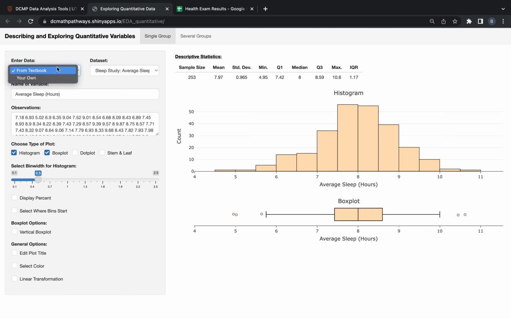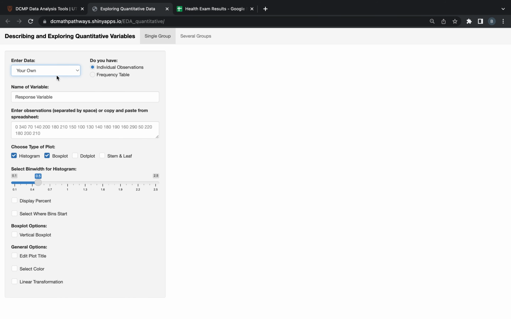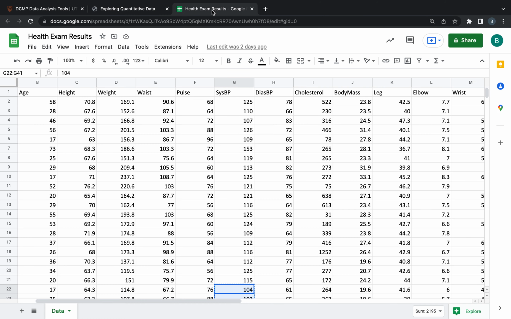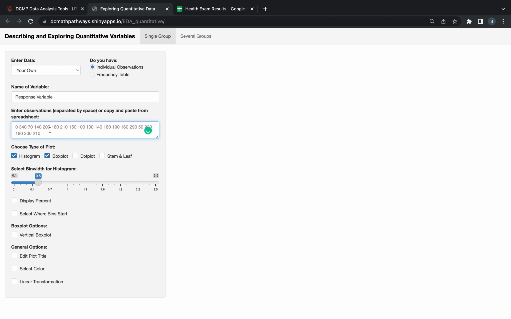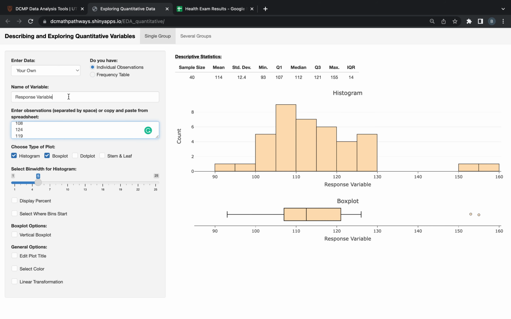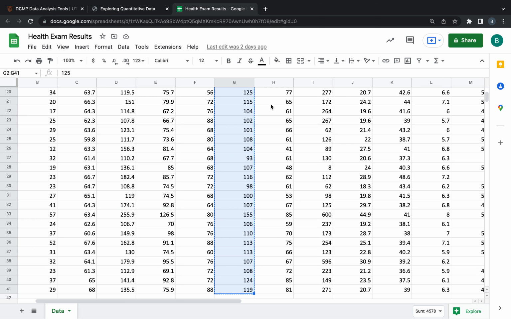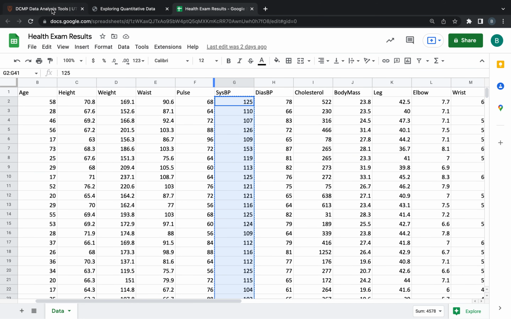If you want to put in your own dataset, you're going to go into your own. Say we wanted to look at our different blood pressures. What you would do is copy in the blood pressures. If you hit Command Shift Down, or Control Shift Down if you have a Windows computer, and then Control C or Command C if you have a Mac, you copy and paste that into our app. We were looking at the systolic blood pressure, so we'll call that the same thing.